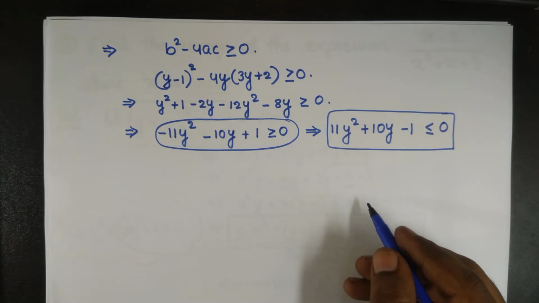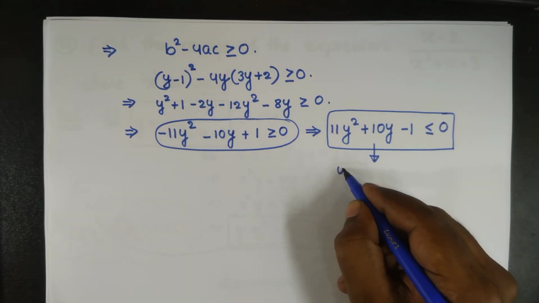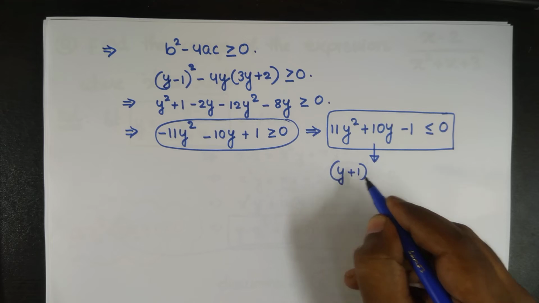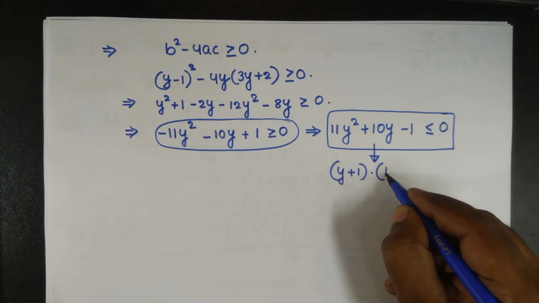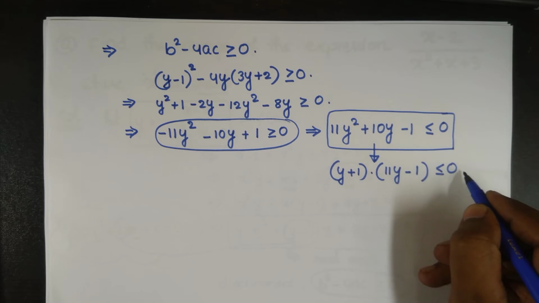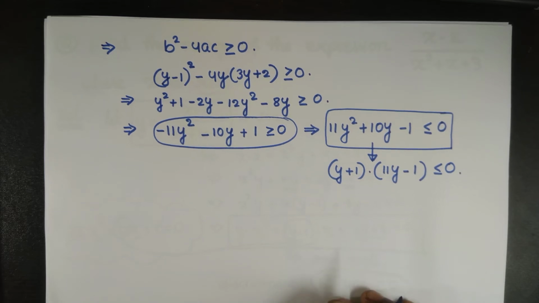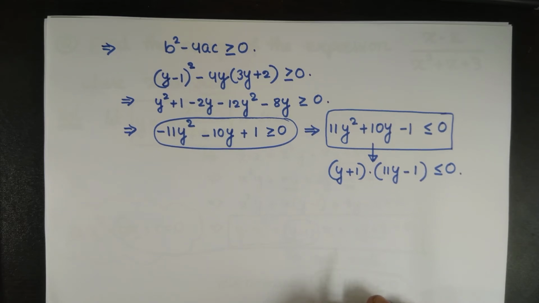Now you can factorize this one. After factorization, you must get y plus 1 multiplied by 11y minus 1 less than or equal to 0. Now y is equal to negative 1 to, now negative 1 to what?